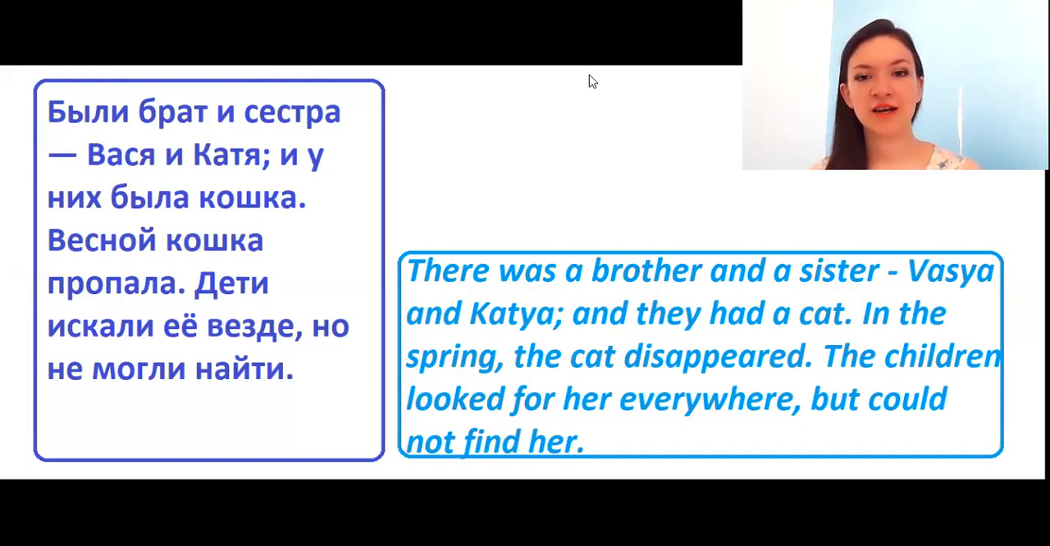And today I offer you to read together with me a very interesting and short story written by Leo Tolstoy. Yes, he wrote not only these famous huge novels like Anna Karenina or War and Peace, he also wrote short stories for kids. And today's story is named The Kitten, Котенок.